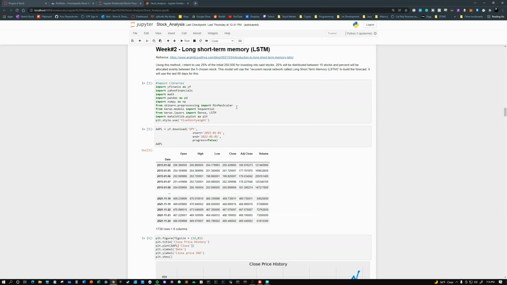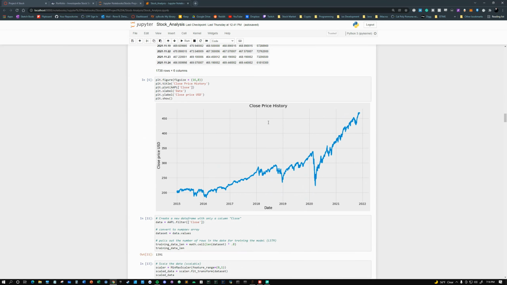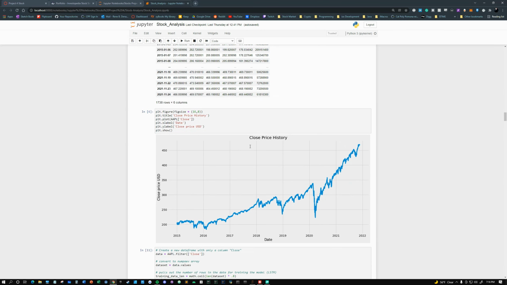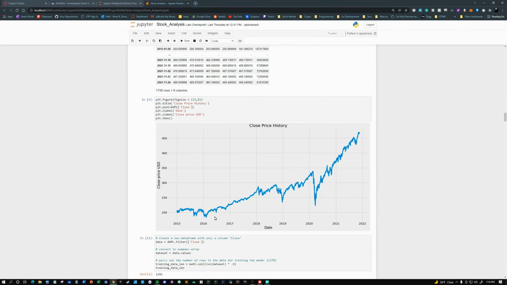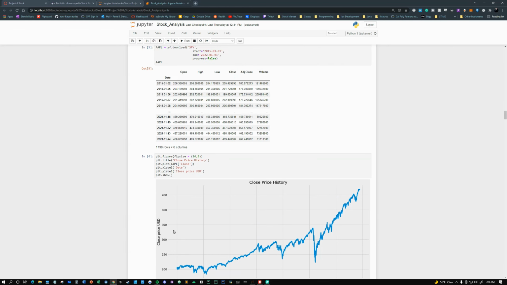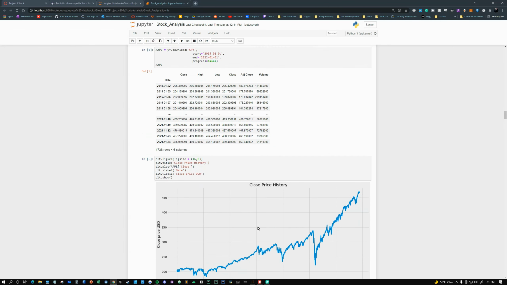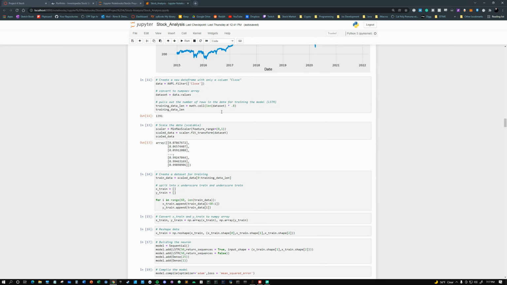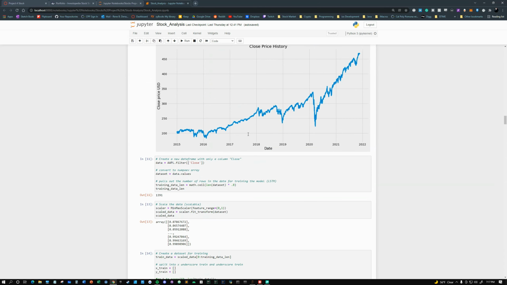So continuing on, the first thing we did was import the libraries. For easy viewing, I chose Apple. So this is the data pulled from Apple. Then we visualize the actual chart going back to 2015, like I said, keeping it simple, 2015 to 2021. Next, I created a data frame with the close column, and then I converted that to a NumPy array, which essentially pulls out the number of rows in the data to train the actual LSTM model.